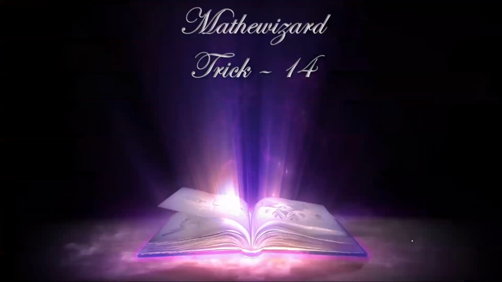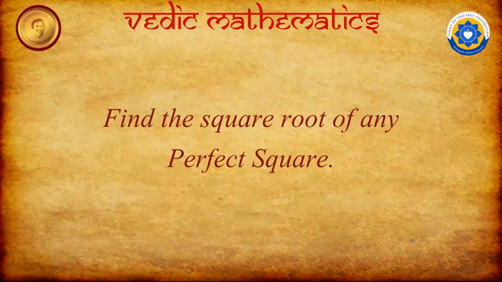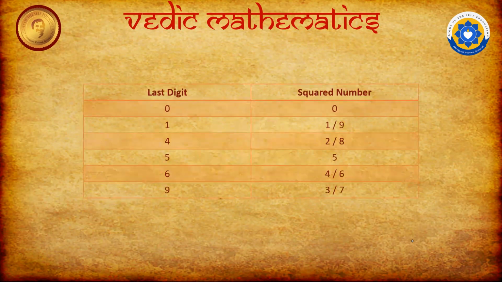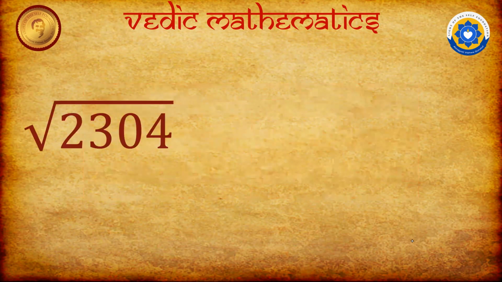In this video of MatheWizard trick number 14, we will be understanding the concept of square roots, through which we will find the square root of any perfect square. Note that this is part 2, where we will understand the method. In part 1, the essential concepts, we were able to understand this table. I hope all of you have memorized this. Let us get into the method.